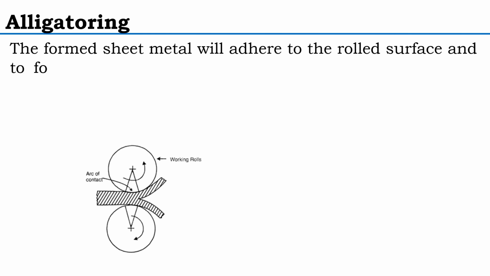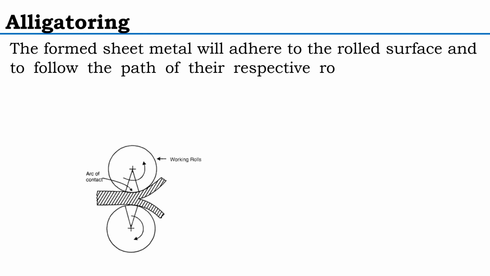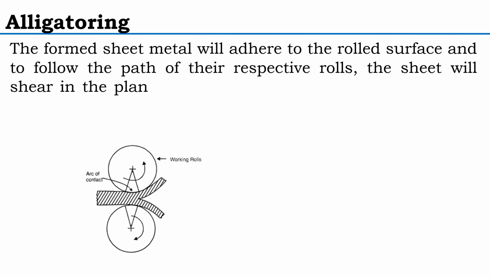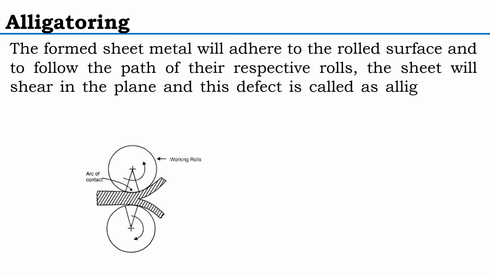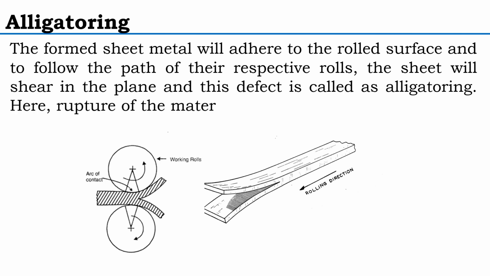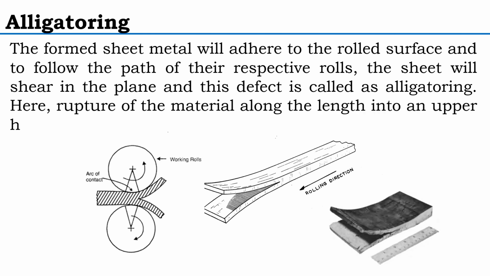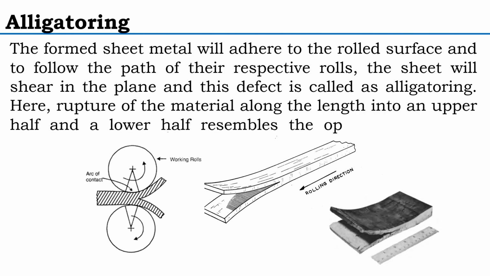Alligatoring. The formed sheet metal will adhere to the rolled surface and follow the path of their respective rolls, the sheet will shear in the plane, and this defect is called alligatoring. Here, rupture of the material along the length into an upper half and a lower half resembles the open mouth of an alligator.